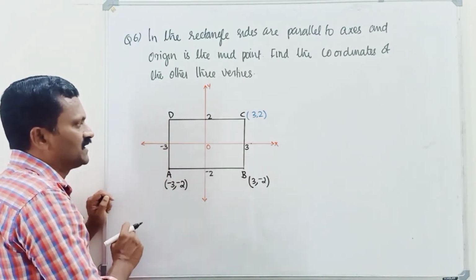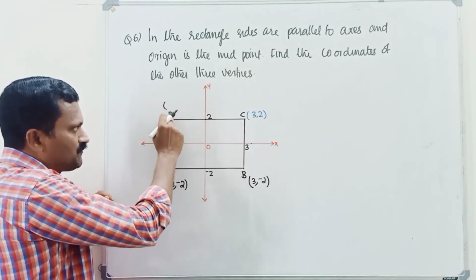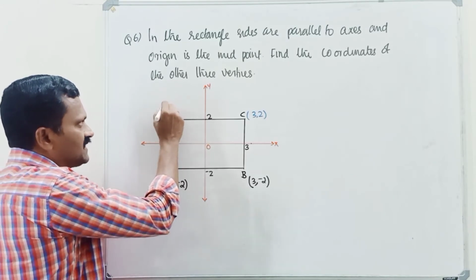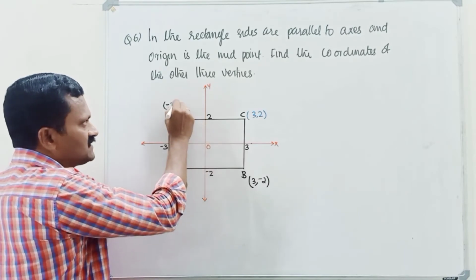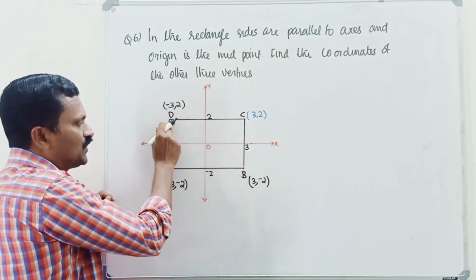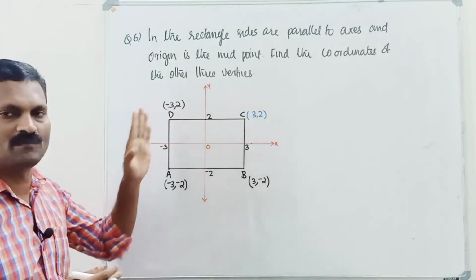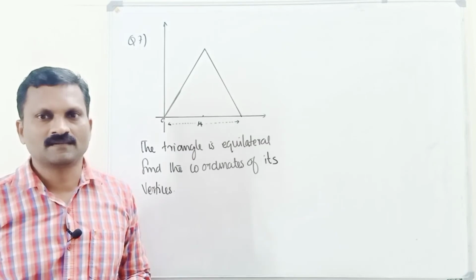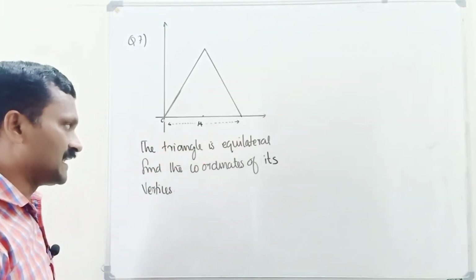Then what about the coordinates of D? What is its x coordinate? Draw a perpendicular from D to x-axis. It meets at -3. Then x coordinate is -3. What about y coordinate? That is 2. So the coordinates of D are -3, 2. Clear? Why don't you write it down, children? Write quickly. Next question.